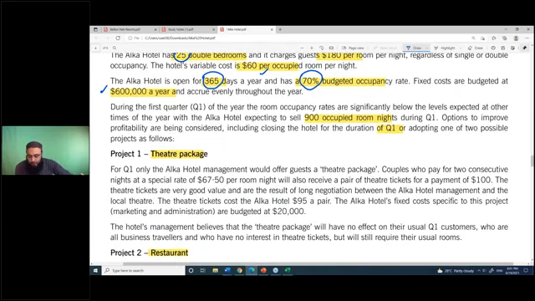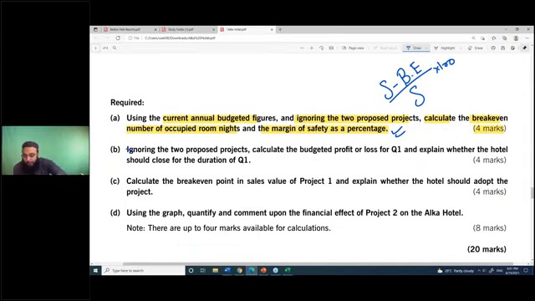The second question is about ignoring. Again, you have to ignore the two proposed projects, calculate budgeted profit or loss for quarter one. So you have to work out budgeted profit or loss for quarter one. And explain whether the hotel should close for the duration of quarter one or not. So you have to calculate budgeted profit or loss for quarter one first of all, and explain as well whether the hotel should close for the duration of quarter one or not.